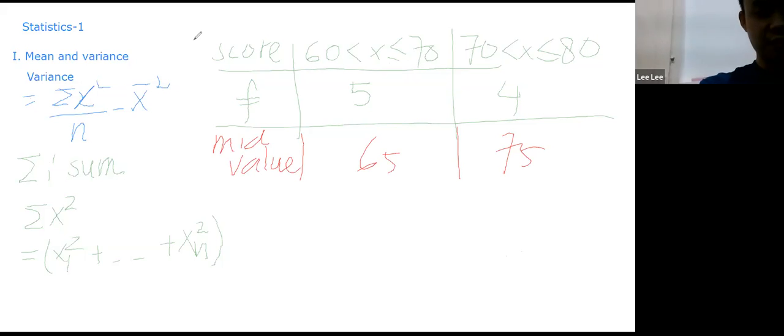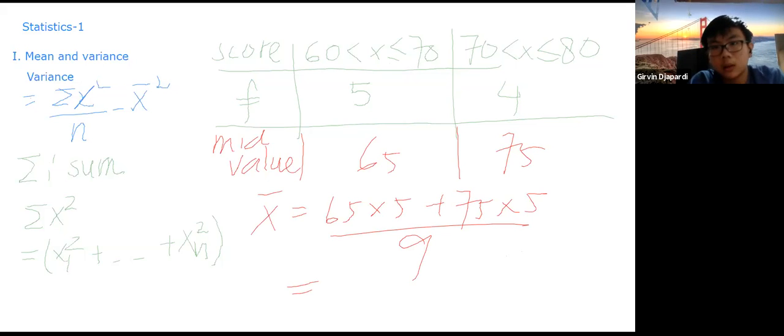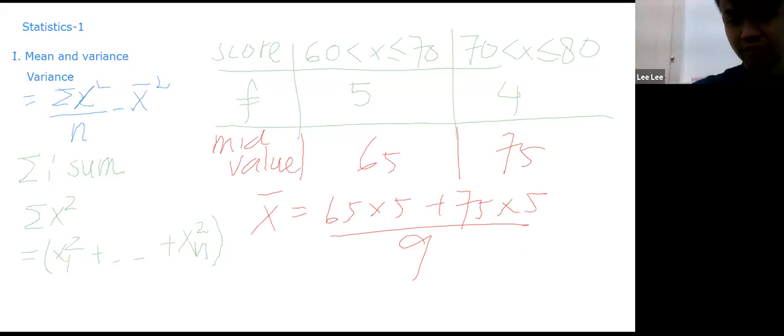So if you want to find the x bar, it will be as simple as 65 times 5 plus 75 times 4, divided by 9. So we have 69.4. Yeah, I think that here is still good, right?